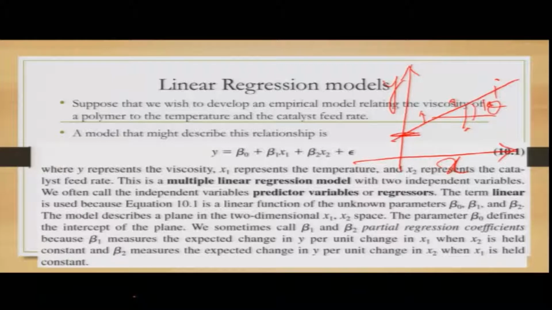The model describes a plane in 2 dimensions, as I just mentioned. In the x1 x2 space, the parameter beta naught defines the intercept of the plane on the y axis. We sometimes call beta 1 and beta 2 the partial regression coefficients, because beta 1 means the expected change or the rate of change of y per unit change in x1, while x2 is held constant, while beta 2 measures the expected change in y per unit change in x2 given x1 is constant. Exactly what I mentioned in the pictorial way is being mentioned here in the slides.